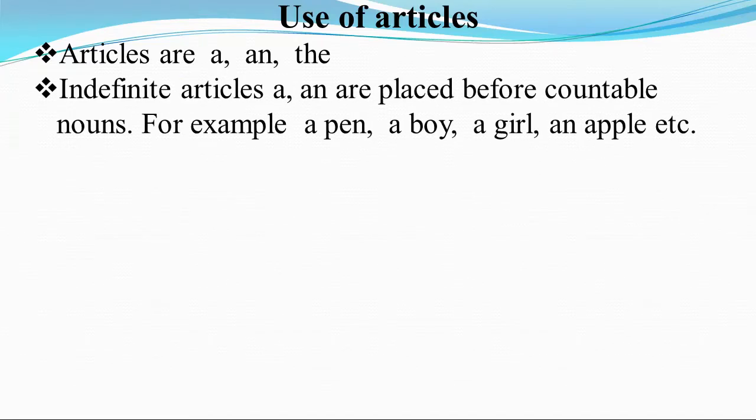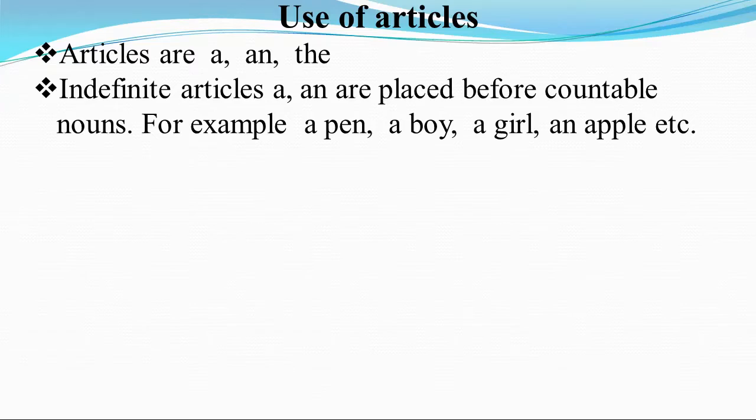What are articles? Articles are actually three words: a, an, and the. A and an are indefinite articles, and the is a definite article. Okay, let's see where the indefinite articles are used.